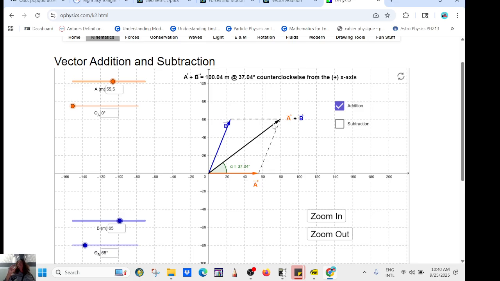Is that clear? So first method, tail to head. Second method, you attach them by their tail. You see, you make your parallelogram, and the diagonal will be the sum. Tail to head, obviously, that will be tail to head. You connect the tail of the first to the head of the second.